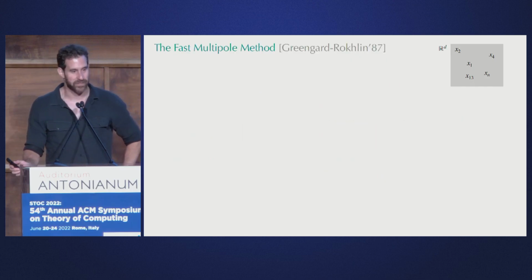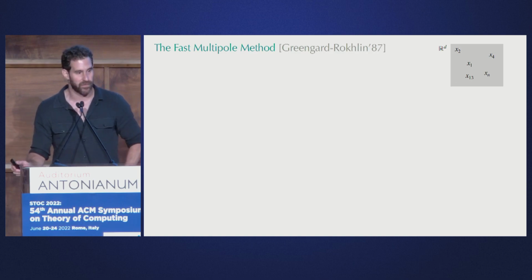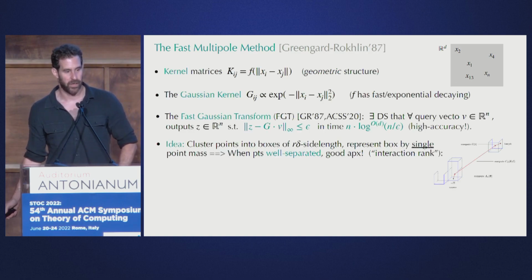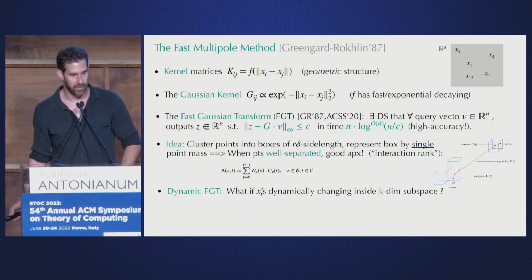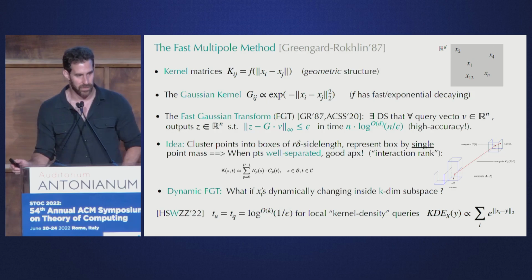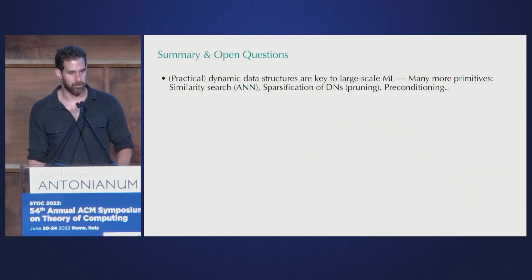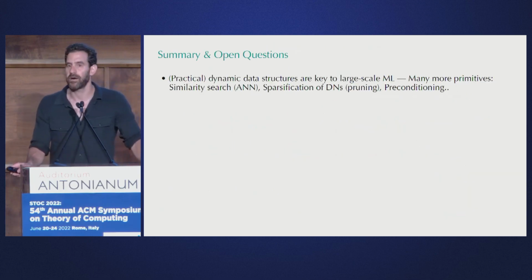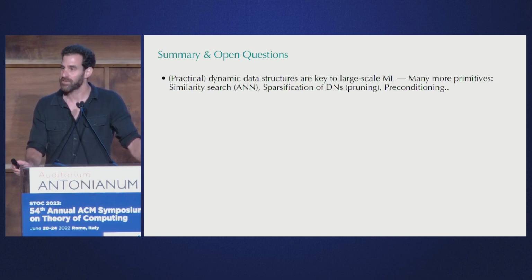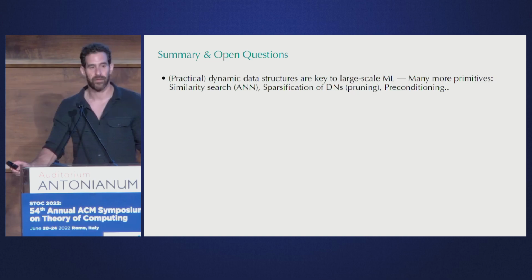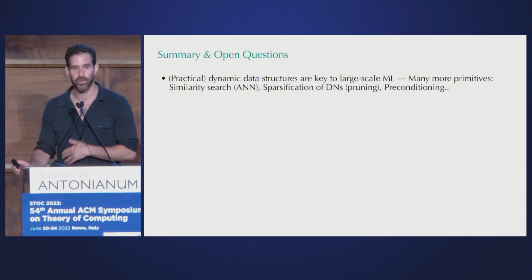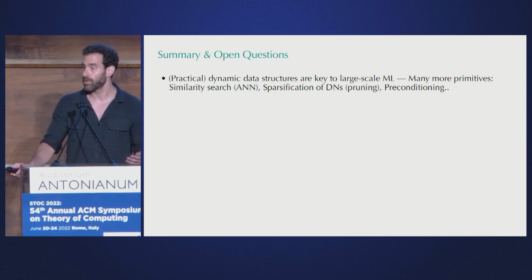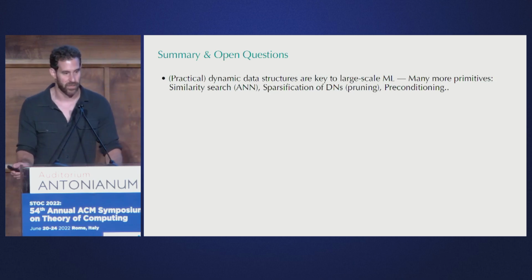Unfortunately, I have probably 1 minute, so let me just say that in the setting of the fast multipole method, one might hope to dynamize it even under low rank settings, and I invite you to read our new papers on the fast dynamic version of the fast Gaussian transform. Let me just conclude that dynamic data structures are very important in modern machine learning and deep learning applications, especially if they're practical, right? And there are many more primitives we can explore. For example, everything from yesterday's talk about preconditioning, sparsification, pruning. We would really like to see practical dynamic data structures for these problems.